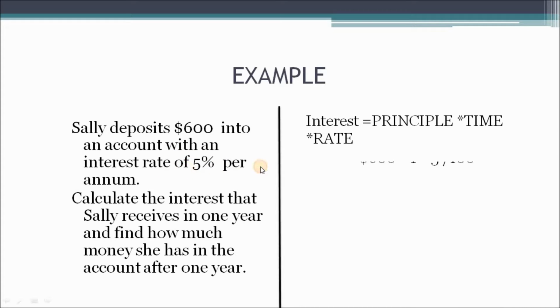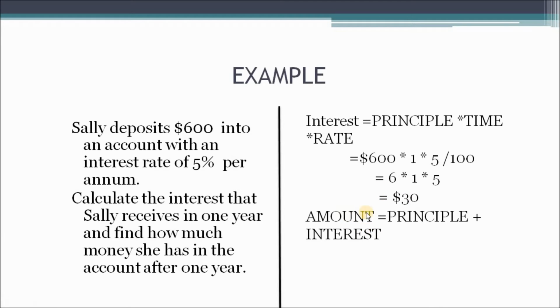5%. Percentage means 5 over 100. So 600 times 1 times 5 over 100. We divide 600 by 100, we get 6. That is 6 times 1 times 5. Let's multiply, we get $30. So now we have the answer: $30 is the interest.